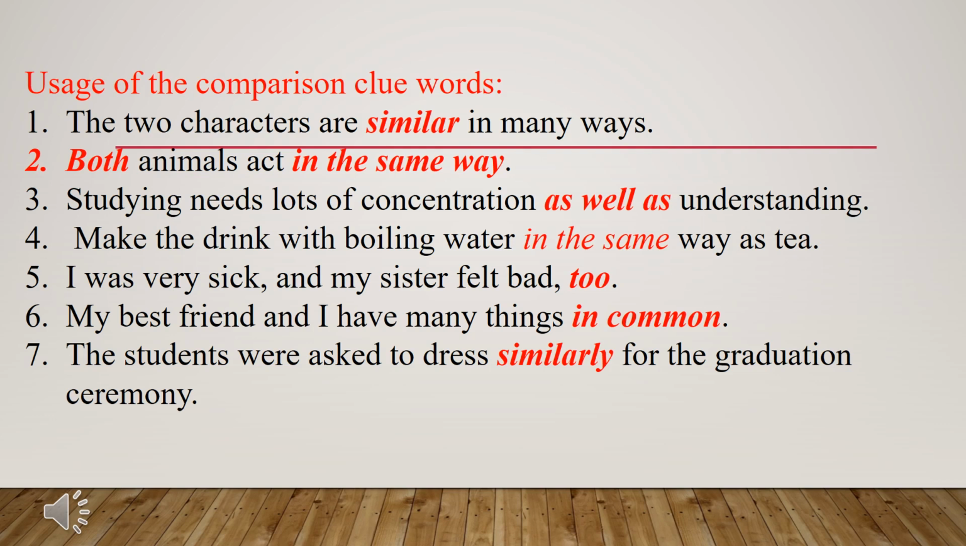Number 3. Studying needs lots of concentration as well as understanding. As well as can be like in addition to. Number 4. Making the drink with boiling water in the same way as tea. In the same way also is in the middle of the sentence. Number 5. I was very sick and my sister felt bad too. It means my sister was feeling bad also.